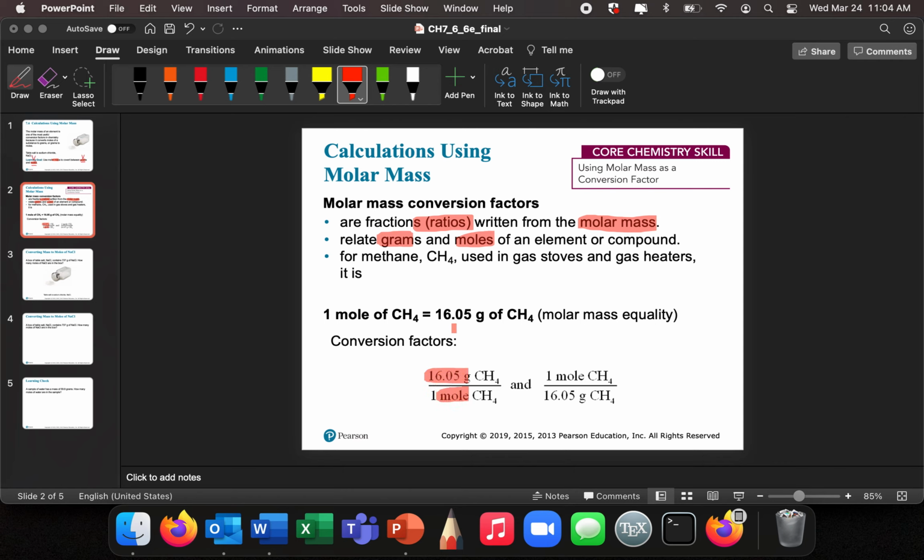Well, what kind of conversion factors can we make? We can say either 16.05 grams per mole or 1 mole per 16.05 grams. So these are two conversion factors we can make. We've done this a good bit in the past, using equalities to make conversion factors where one goes on the top and one goes on the bottom.